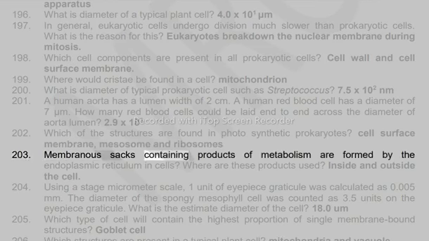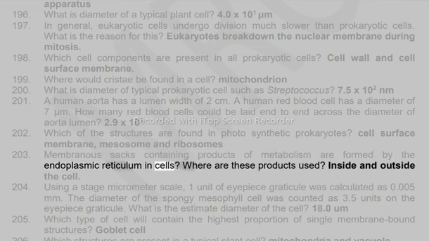203. Membranous sacs containing products of metabolism are formed by the endoplasmic reticulum in cells. Where are these products used? Inside and outside the cell.